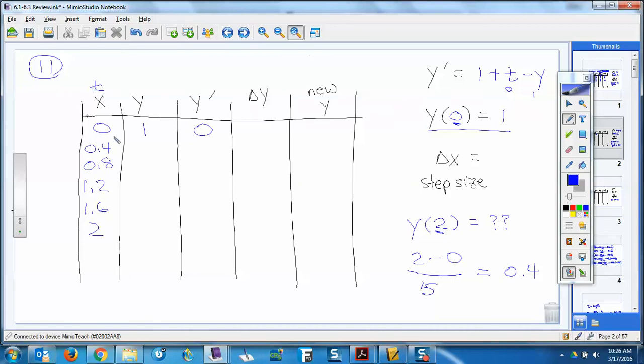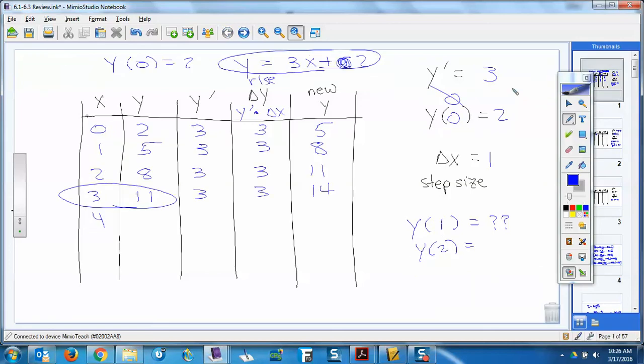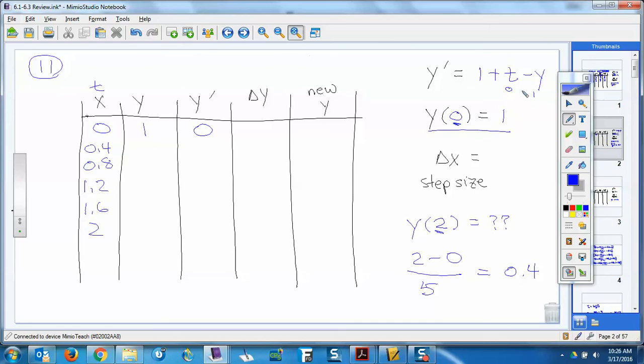So right here, I'm taking these two values and plugging them into my differential equation. Some differential equations only have y in them, so you only plug in a y. Some only have an x, so you'll only plug in for the x. Some have both, and some don't have either, like the earlier one, where y prime was just 3. It was constant the whole time. Here we put a 0 in for t, and a 1 in for y. So 1 plus 0 is 1, 1 minus 1 is 0. So we get 0.